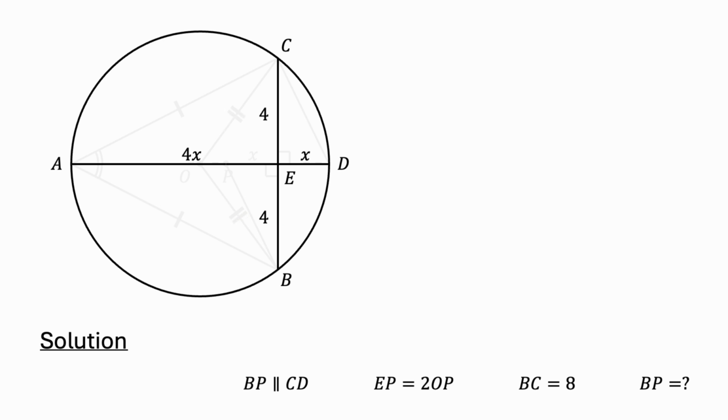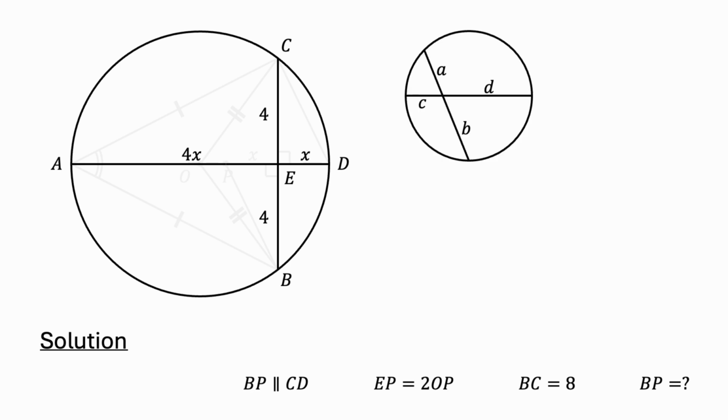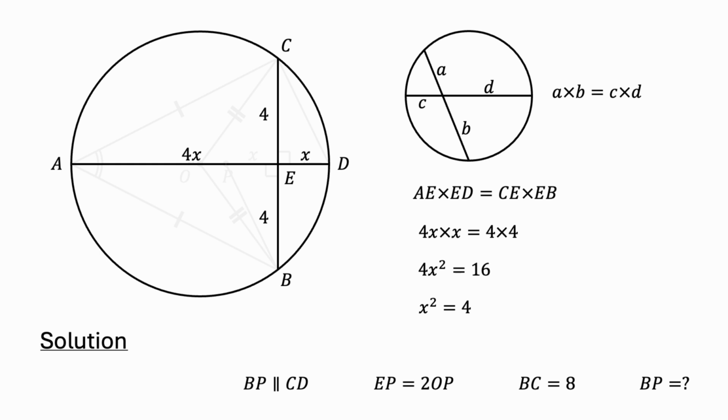Following this, let us apply the intersecting chords theorem. Given a circle with two intersecting chords, the theorem tells us that A times B equals C times D. By the intersecting chords theorem, we get AE times ED equals CE times EB. Substituting gives us 4x times x equals 4 times 4, or 4x squared equals 16. Therefore, we have x squared equals 4.